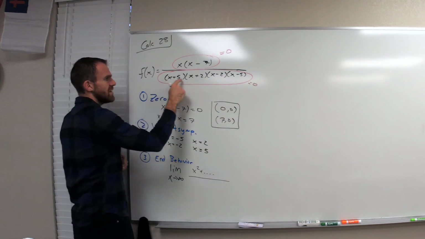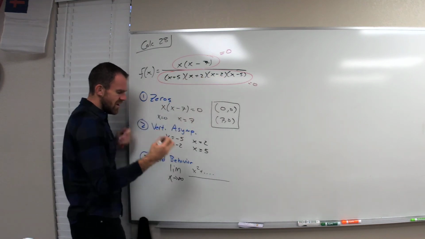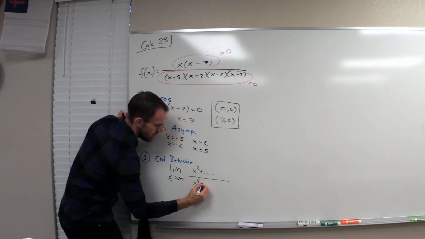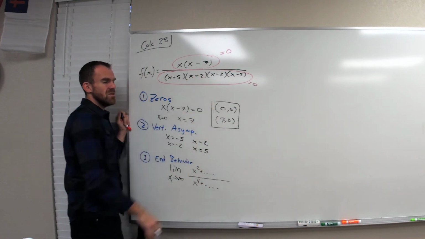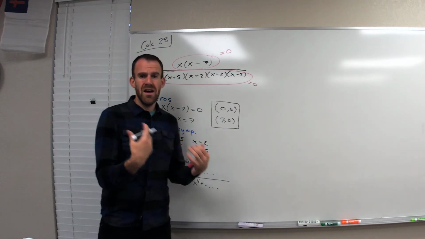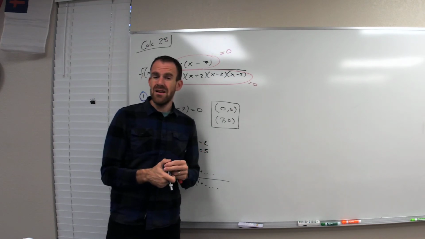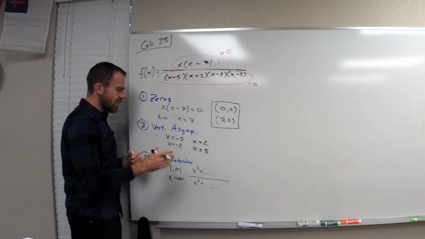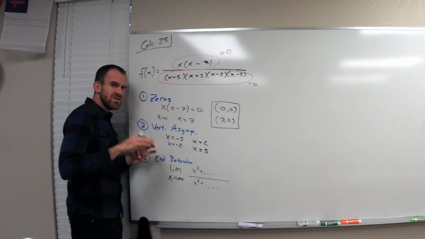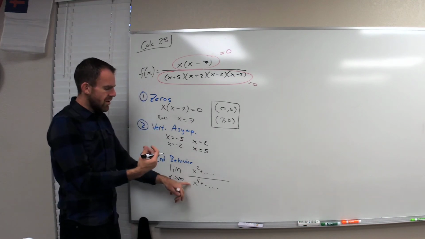Now on the bottom, I have x times x times x times x. What is that? That's x to the 4th plus, and then there's a bunch of other terms. There will be x cubed terms, there will be x squared terms, there will be x terms, and then constants. But I don't care about those because the one that's going to overrule everything is going to be the x to the 4th.